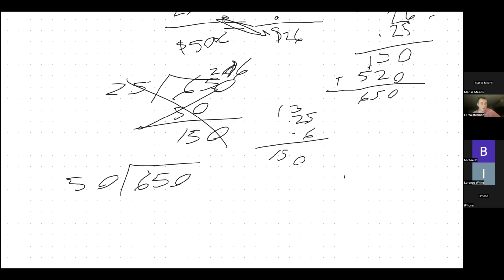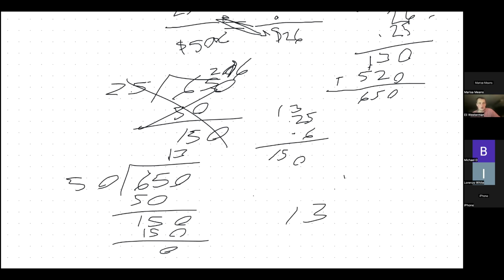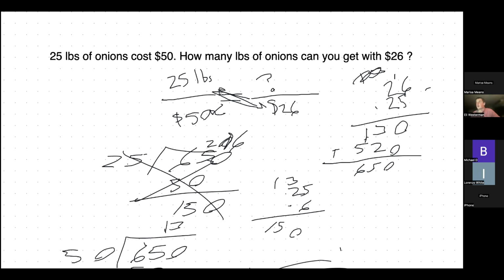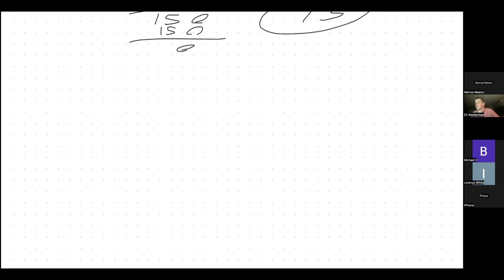So 50 goes into 65 once. Remainder 15 and then 0. 50 goes into 150 3 times with no remainder. So the answer is you can buy 13 pounds of onions with $26. That answer makes a lot more sense.